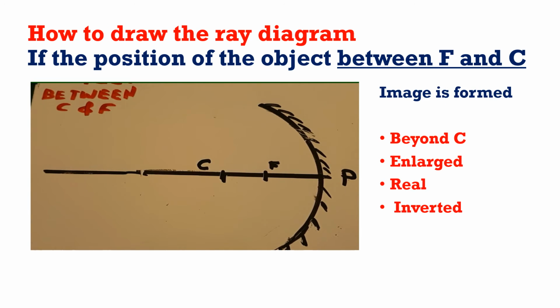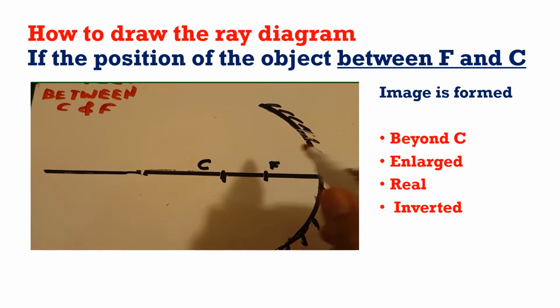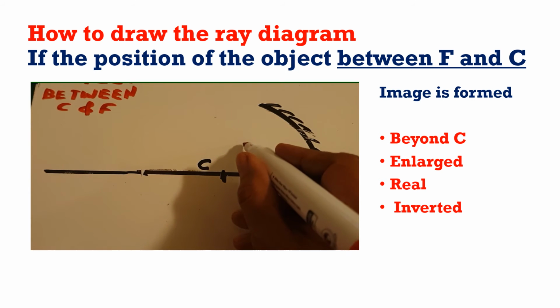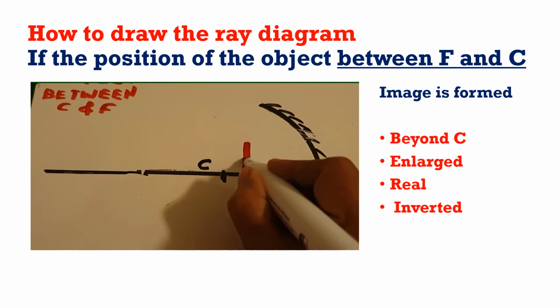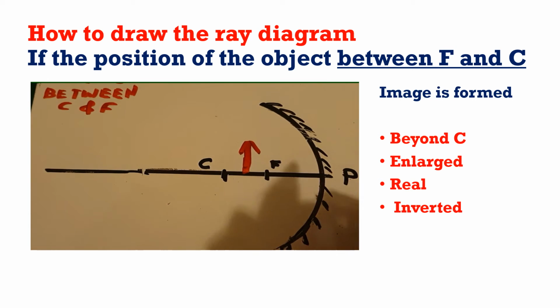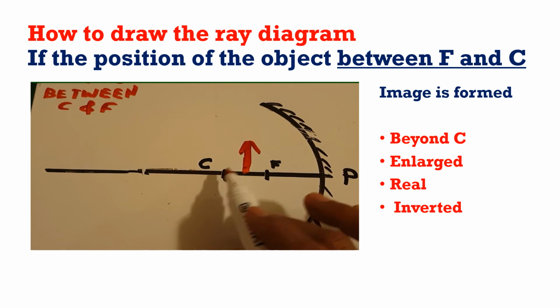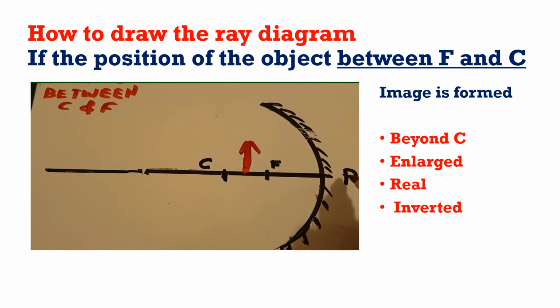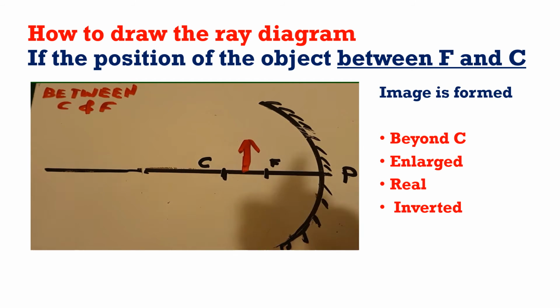If the object is between C and F, how will the image formation be? We can study. So in that case, we will draw the object between C and F like this. One object we are drawing. When you draw, you have to draw with a sharp pencil to get the correct position. Okay, so this is center of curvature C, focus F and pole P. Between center of curvature and focus, the object is placed. Now how will you get the image?